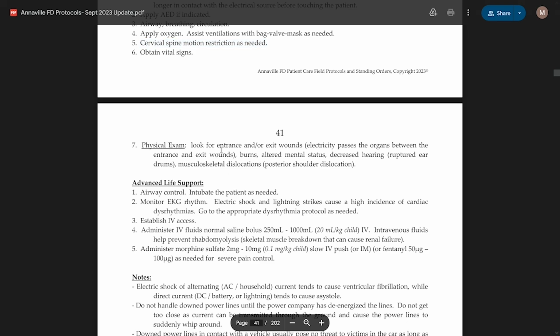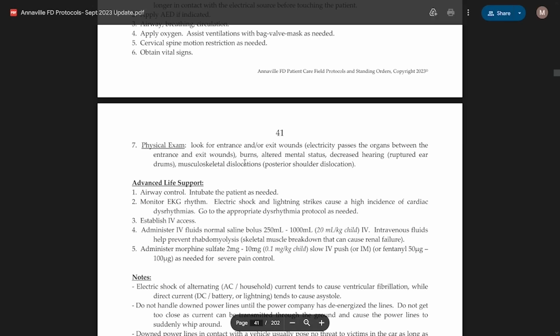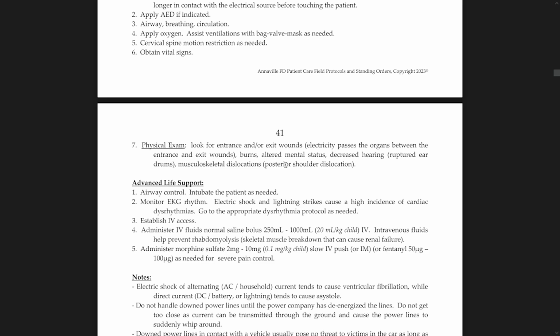For a physical examination, look for the entrance and exit wounds of the electricity passing through the organs. And watch out for burns and altered mental status. Decreased hearing, which can be caused from a ruptured eardrum. Musculoskeletal dislocations, such as a posterior shoulder dislocation.